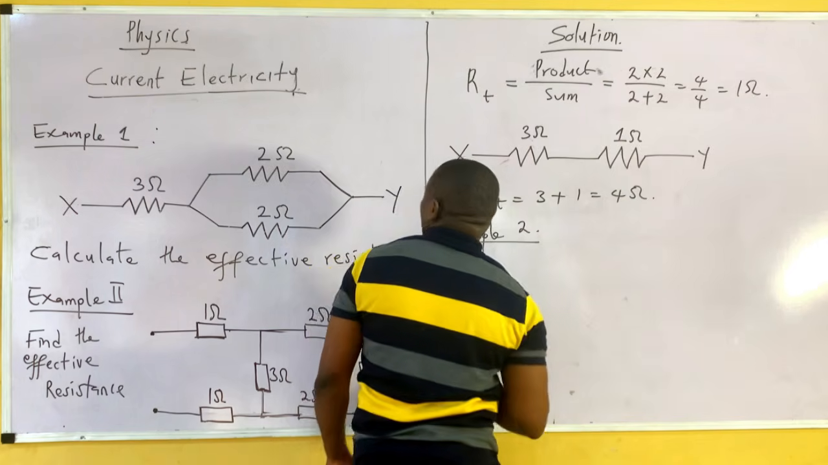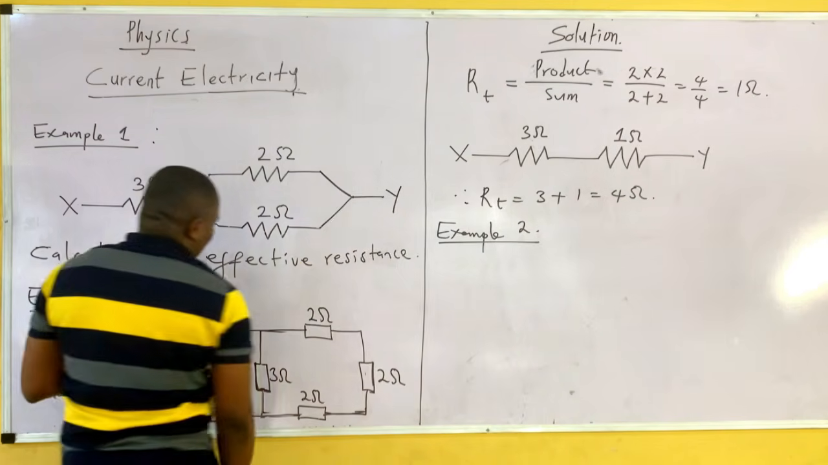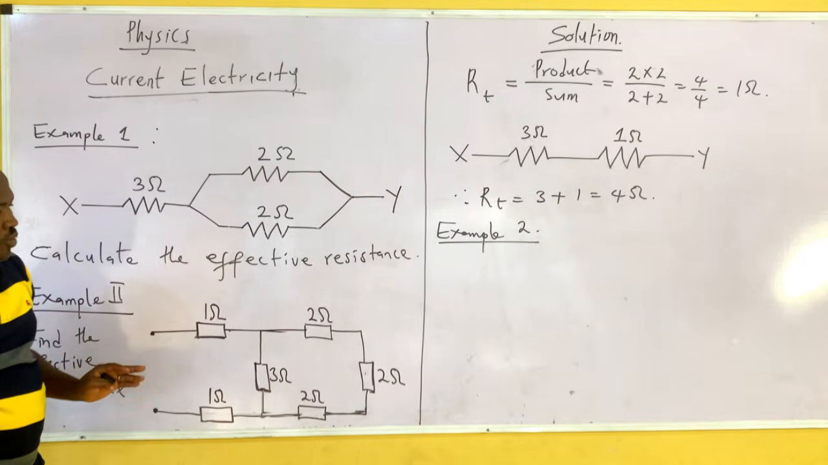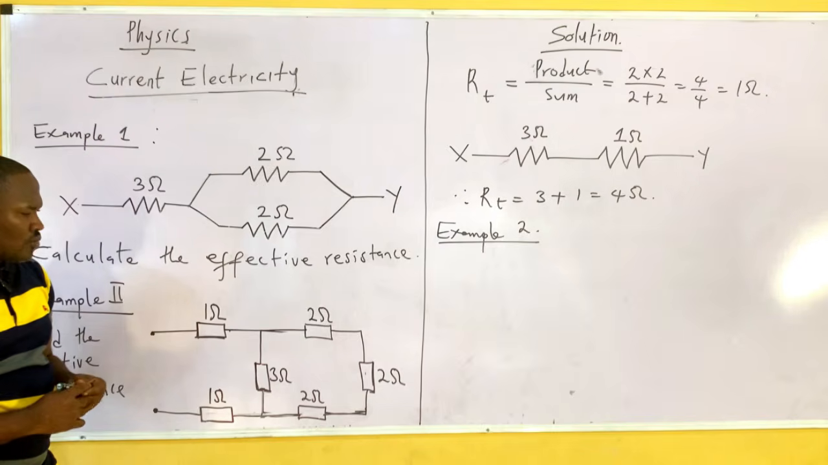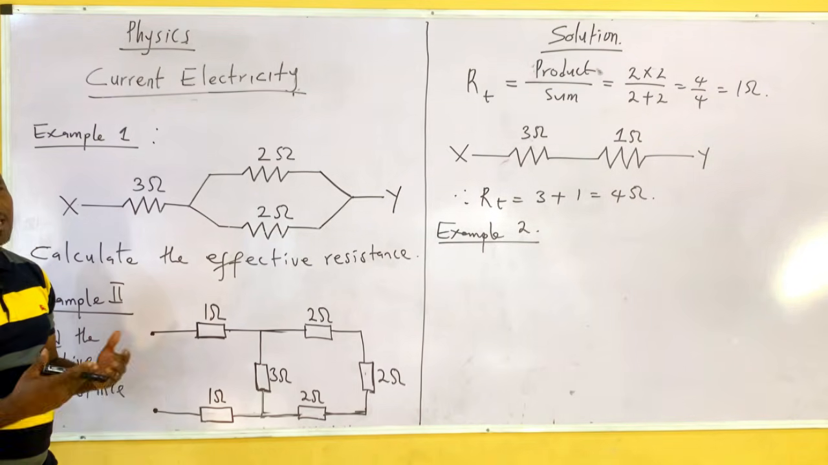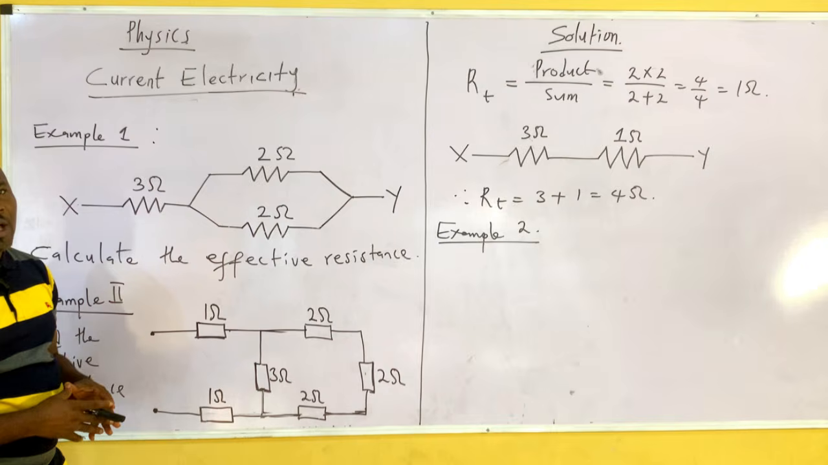Example 2. What about example 2? You look at the circuit. We are asked to find the effective resistance. So what will I do? I have to know which of them are in series and which of them are in parallel.